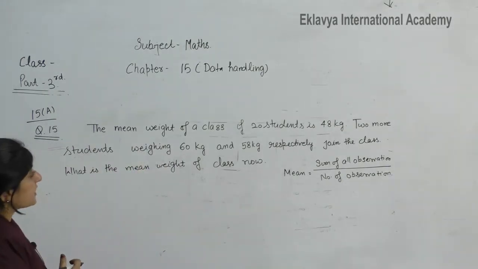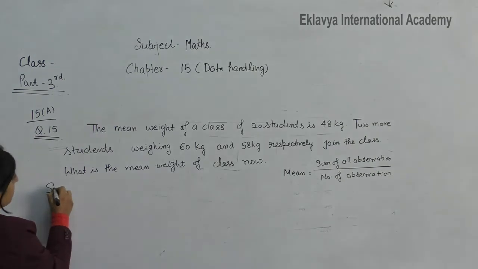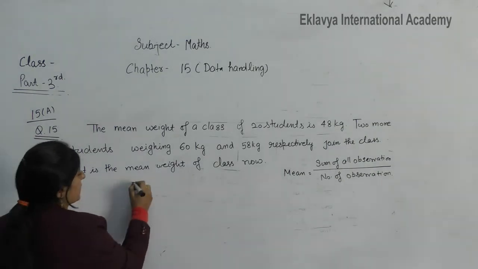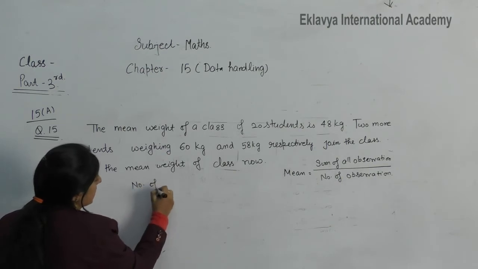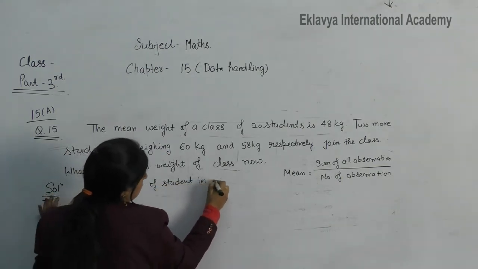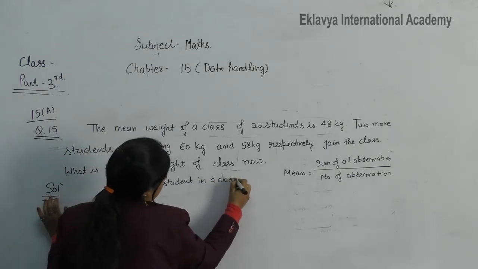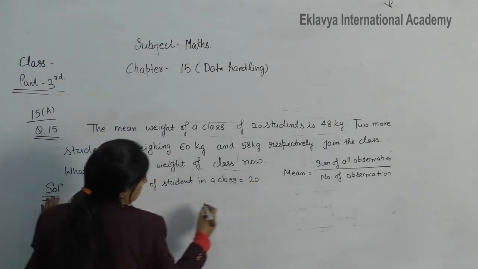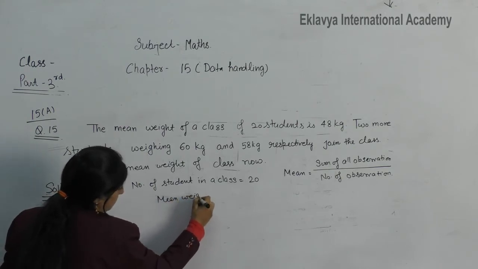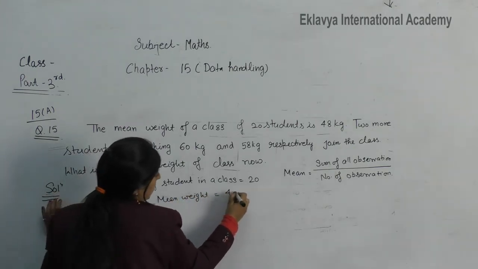In this question, see what is given to you. The mean weight of a class of 20 students. It means the number of students in the class is 20, and the mean weight is 48 kg.